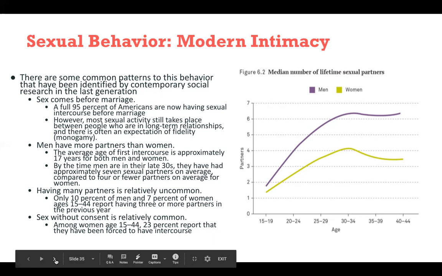The other thing that can make questions about number of sexual partners and number of sexual experiences a little bit hard to interpret is that, particularly for women, sex without consent is relatively common. Among women ages 15 to 44, 23% report that they've been forced to have intercourse. And so, of course, that complicates our interpretation of someone's number of partners over a lifetime if one or any number of those partners were non-consensual.